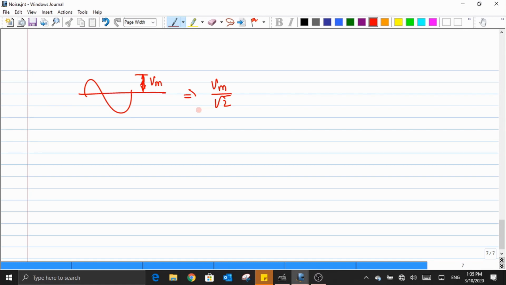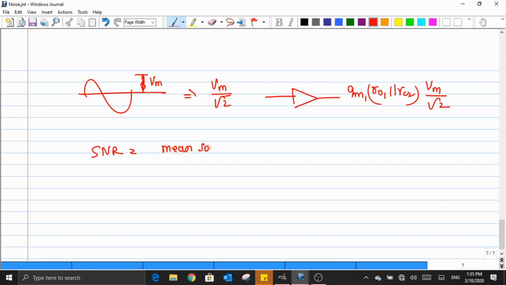And this RMS value, when you pass it through an amplifier, which is nothing but your CS amplifier, gets amplified by the gain, right? So I got the RMS value, and how will I calculate the SNR? See, it's a signal power divided by the noise power, right? Or in terms of mean square value, I can write it as a mean square value of a signal divided by a mean square value of a noise.